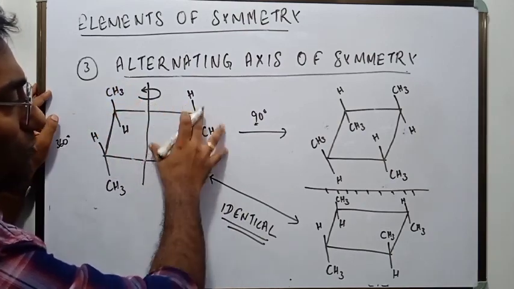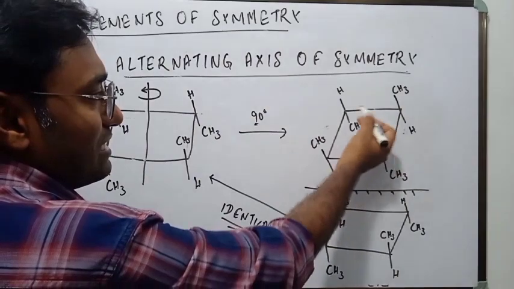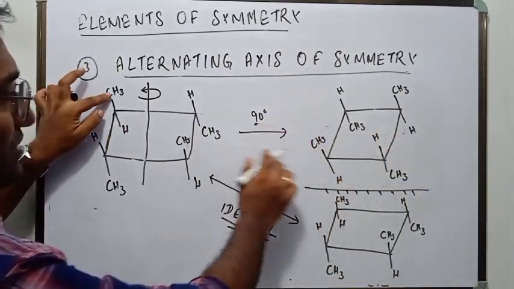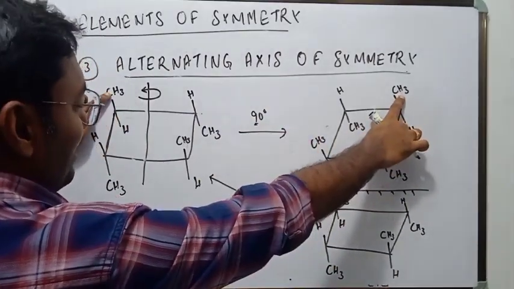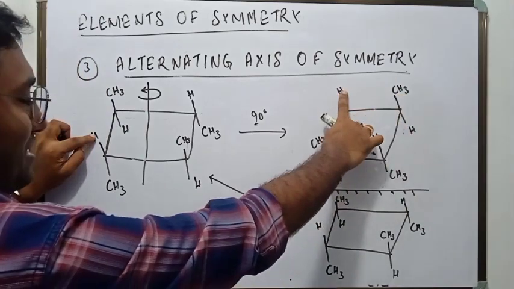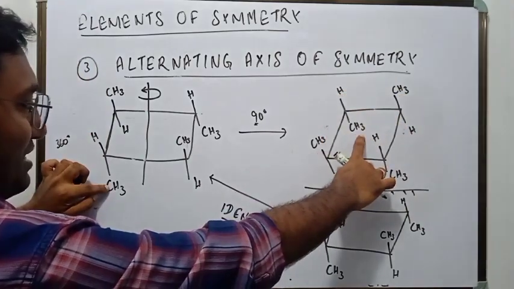When I did it for the first time, I got a structure like this. This CH3 has come here, correct? This H has come here, right? This CH3 has come here, am I right?